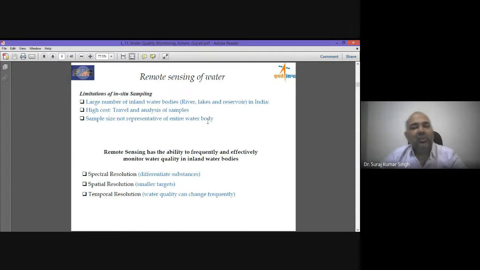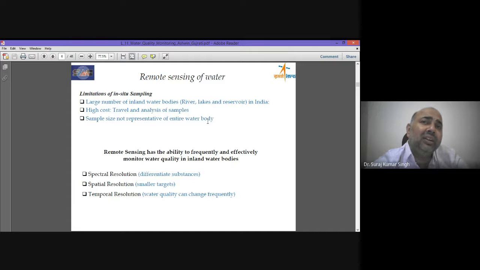You cannot calculate the total volume. Approachability is different. Even if the approachability is okay, it is time consuming. But when it comes to satellite images, because it has a synoptic overview, a large area can be calculated, viewed, mapped, monitored, and analyzed easily.